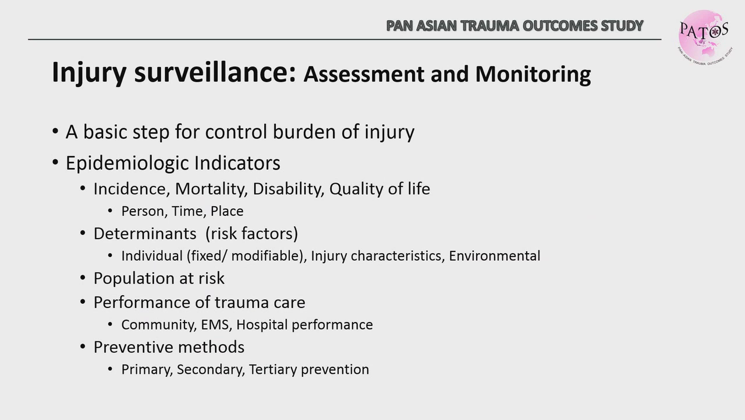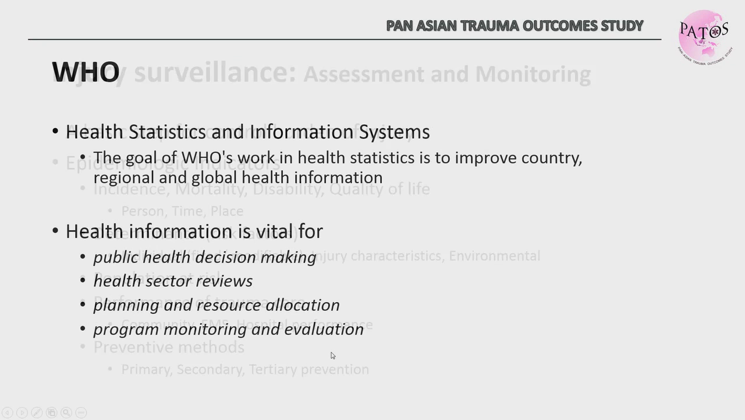Injury surveillance will allow us to assess the burden of injury, how many are dying because of injury, how the quality of life has changed, who is at risk of injury, and how trauma care is provided in the community, pre-hospital, and hospital stages. All this assessment and monitoring process will help us develop and implement effective prevention methods. After that, we can also apply injury surveillance to assess the impact and effectiveness of these prevention methods.